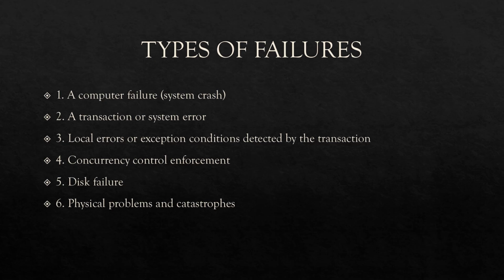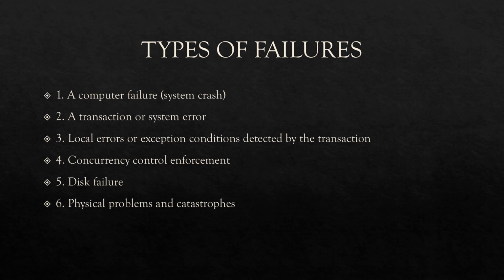Next one is concurrency control and enforcement. What does this mean? The concurrency control may decide to abort a transaction because it involves, or several transactions are in a state of deadlock. Concurrency control enforcement is nothing but, in the state of deadlock, several transactions are attached. This may cause one type of failure.